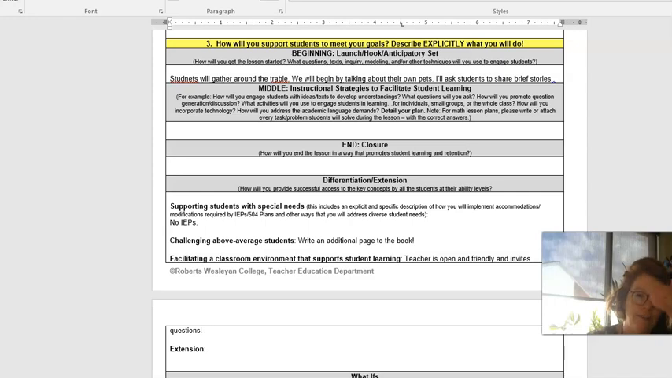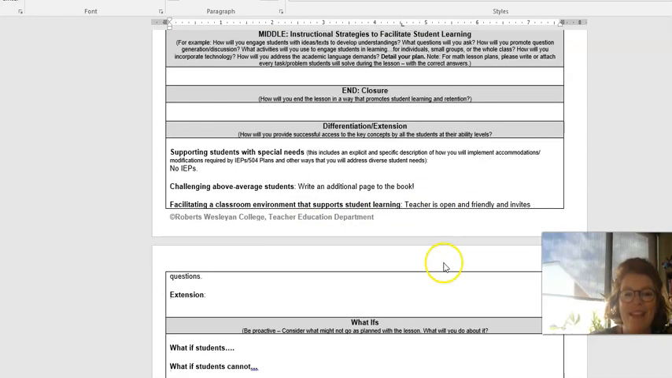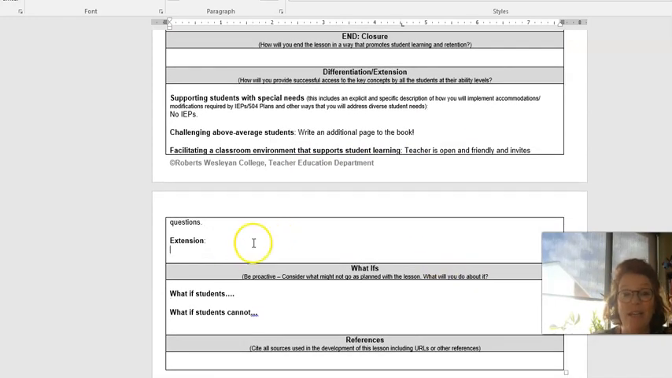Oh my gosh, I'm already at 15 minutes. This won't post. Okay. Extensions. Okay, we're going to have to finish this a little bit later.